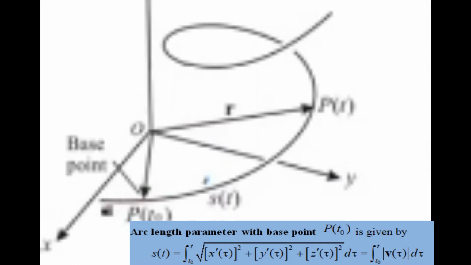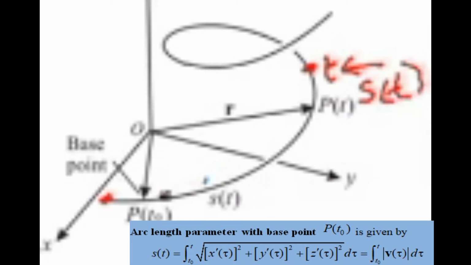Okay, this will be our base point P of t naught. We move along this curve, and suppose we are at this point at t, and we are asked to find the arc length parameter. Arc length parameter means the distance along the curve from the base point to reach this point t. Remember, this s of t is not the shortest distance like this. This will be the shortest distance. Instead of that shortest distance, we are considering the distance along the curve.